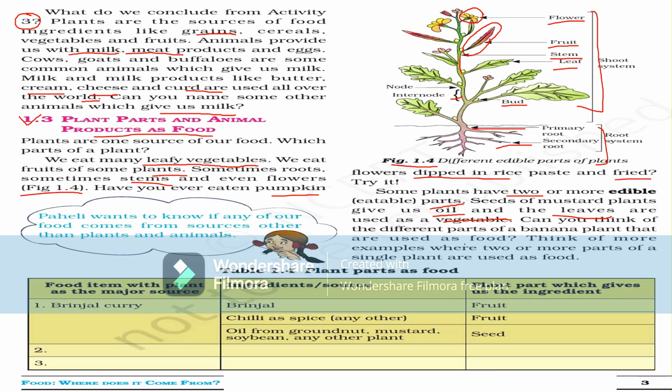And can you think of different parts of banana that are used as food? Yes, the banana that we eat, and some make it deep fried. Think of more examples where two or more parts of a single plant are used as food.